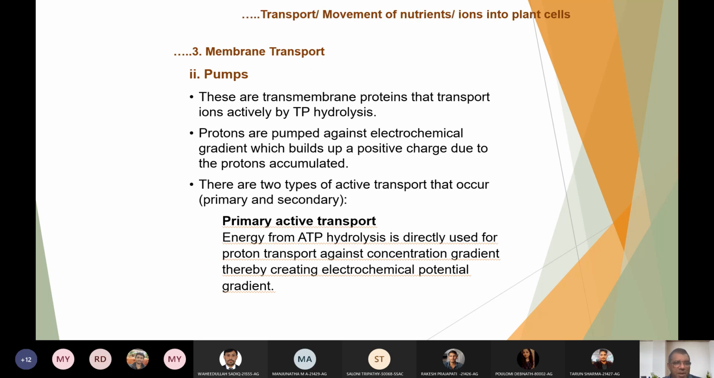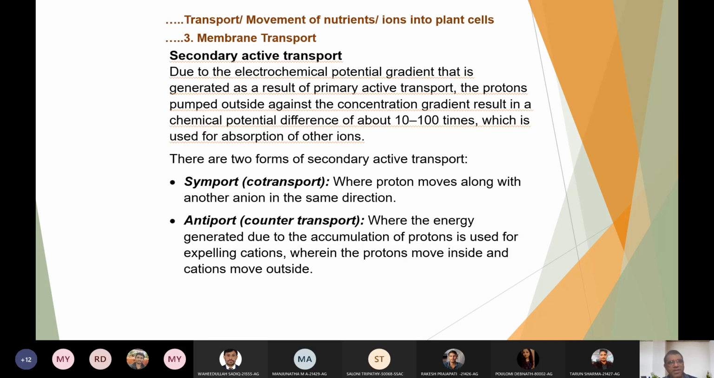Now next is pumps. These are transmembrane proteins that transport ions actively by ATP hydrolysis. Protons are pumped against the electrochemical gradient, which builds up positive charge due to the protons accumulated. There are two types of active transport that occur, primary and secondary. So in pumps you have primary active transport and you have secondary active transport. In secondary active transport, symport and antiport are there.